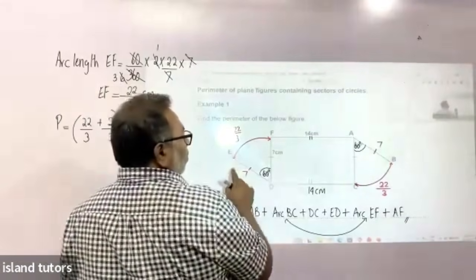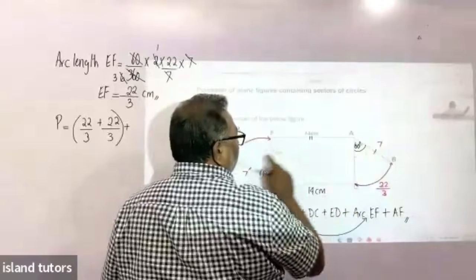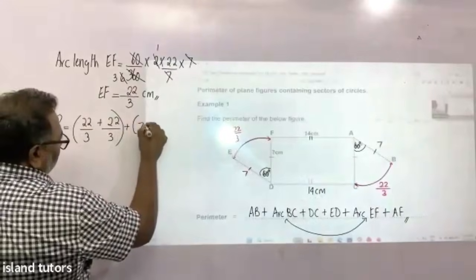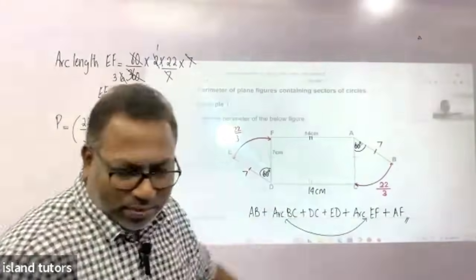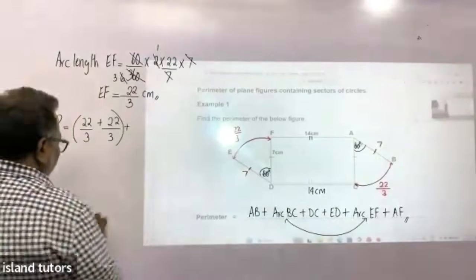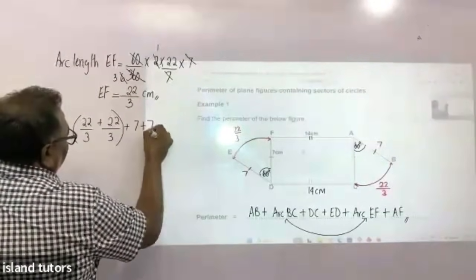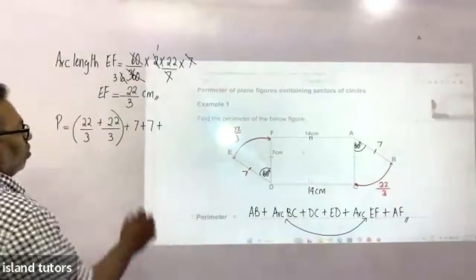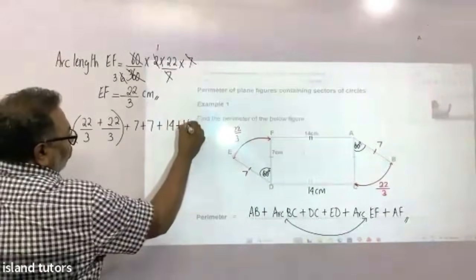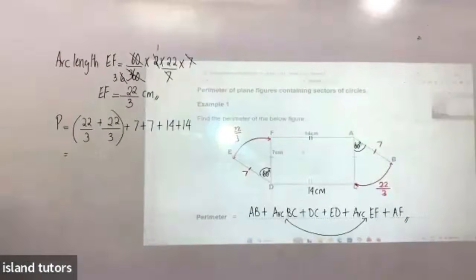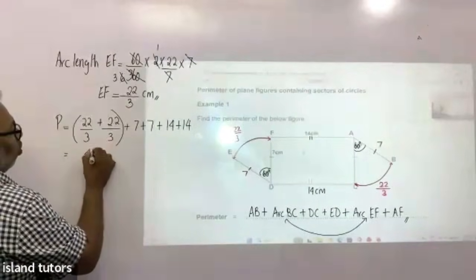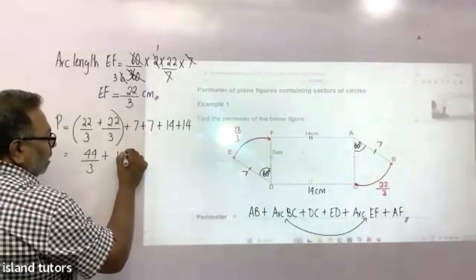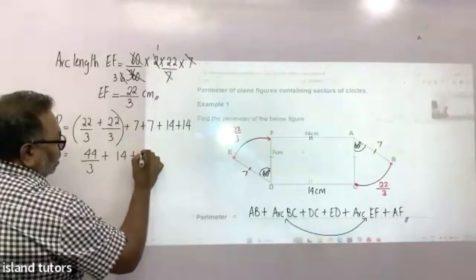Then you have this side and this side, 2 radii. So 7 multiplied by 2, or we'll show it as additions for the time being, 7 plus 7. And the two rectangular side lengths, 14 plus 14. So 14 plus 14. 22 plus 22 is 44 over 3, plus 7 plus 7 is 14, 14 plus 14 is 28.